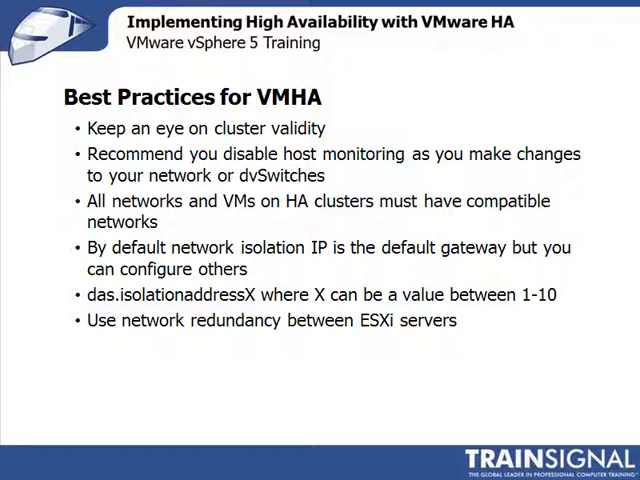Use network redundancy between ESXi servers, so basically make sure you have more than 1 management network, and so forth. All right, enough slideware. Let's go ahead, jump into vCenter, and let's configure VMware High Availability.